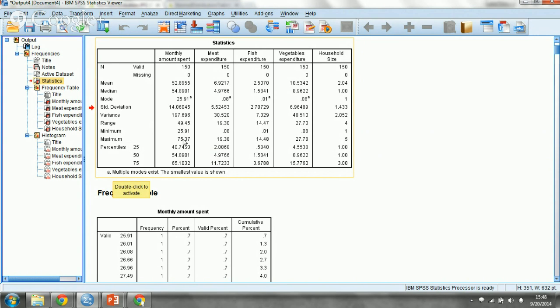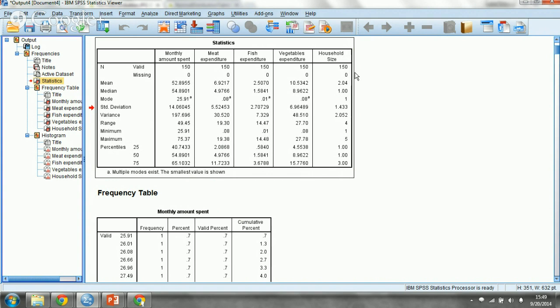Now, I had previously asked SPSS to show me quartiles, what the different percentages would be from the lowest to the highest. The 25% cutoff would be $40.74. The 50% would be $54.89. You will note that that is the same as the median. Why? Because the median splits the upper 50% and the lower 50%, and we are at the 50th percentile. And then you'll see the 75th percentile is $65.10. If you'd like, you can look through the meat, fish, and vegetable expenditures. These are all very similar in how we would interpret them.